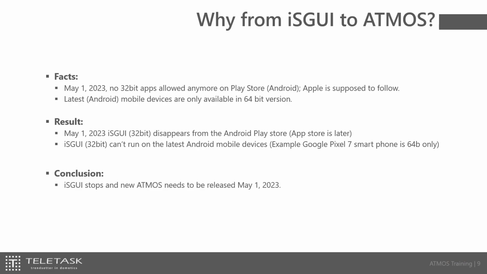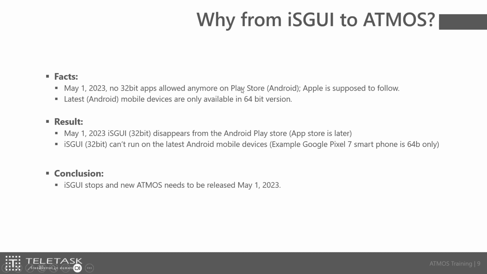Let's take a closer look at the technical things. What are the facts? So here we are in this slide, we're talking about the reason why we go from ISGUI to ATMOS. You may ask yourself, okay, what is the real reason? Well, there is a practical reason, not only for the design, etc., but there's one big practical reason. So May 1st, 2023, there are no 32-bit apps allowed anymore on the Android Play Store. The ISGUI, the old version, is a 32-bit app, so it is not allowed anymore.